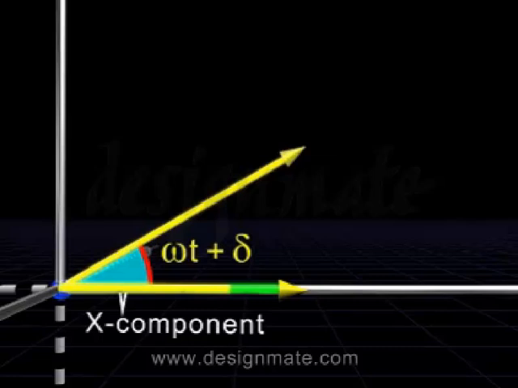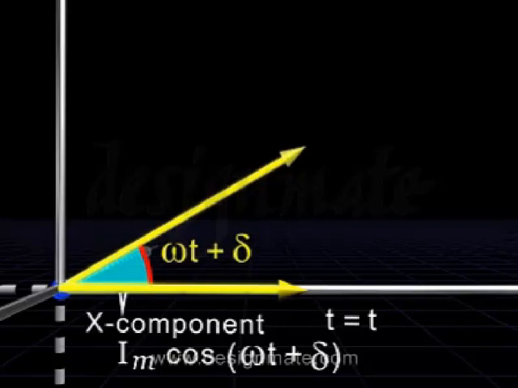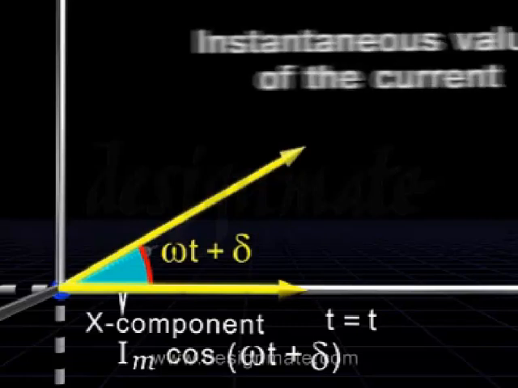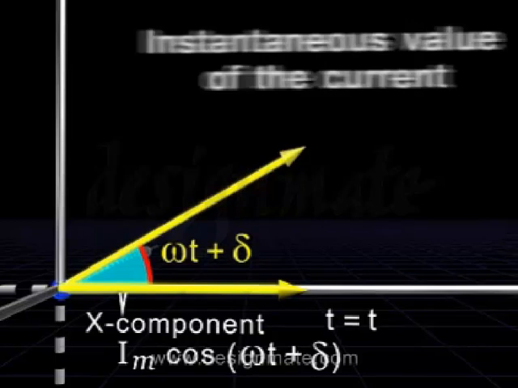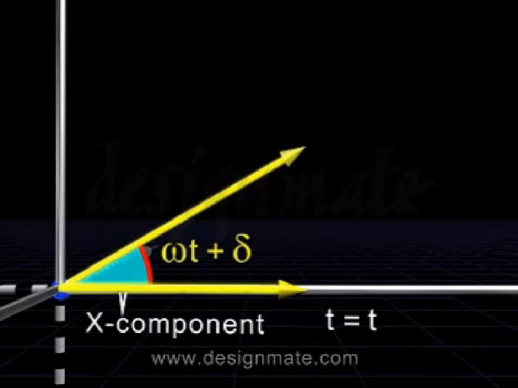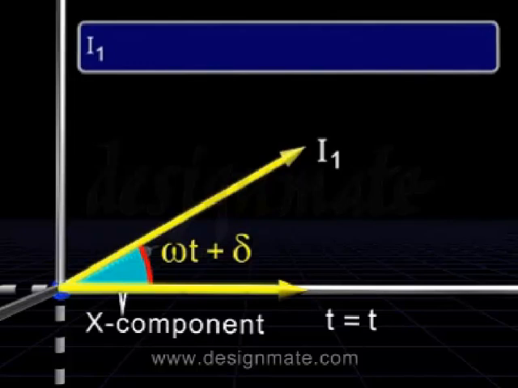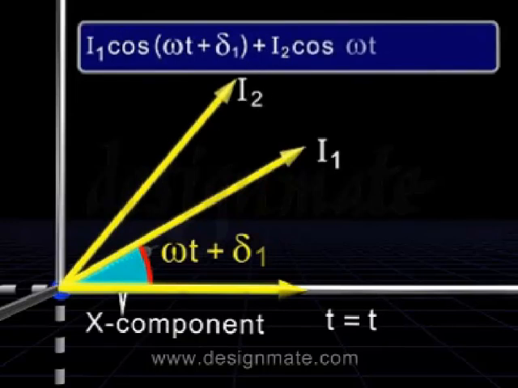The x component of the vector at any instant t will give us the value of Im cos(omega t plus delta), which gives us the instantaneous value of the current. In order to calculate the summation of several functions like I1 cos(omega t plus delta 1) plus I2 cos(omega t plus delta 2) plus etc., one has to just take the algebraic summation of the x components of the respective phasors.